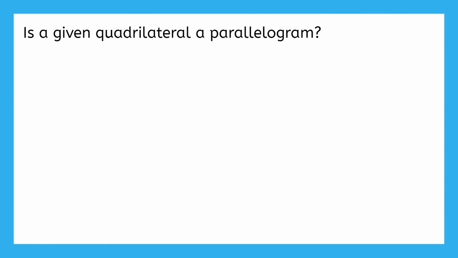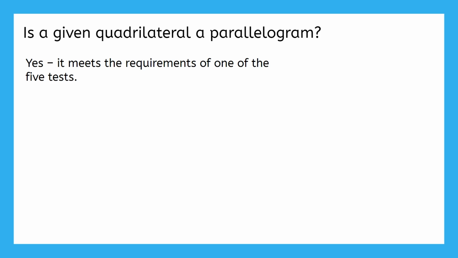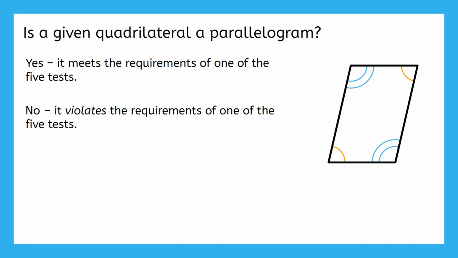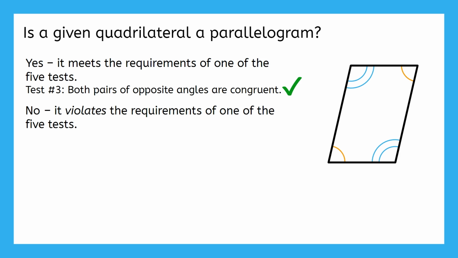Now that you've had a chance to feel for yourself why the parallelogram tests work, let's take a look at how we can use them. We can use them both to say that yes, a quadrilateral is a parallelogram if it meets the requirements of one of the tests. And we can also say that no, a quadrilateral is not a parallelogram if it violates the requirements of one of the tests. So what will that look like in practice? Take this quadrilateral. Its opposite interior angle pairs are congruent. So it is definitely a parallelogram because it passes test number 3.